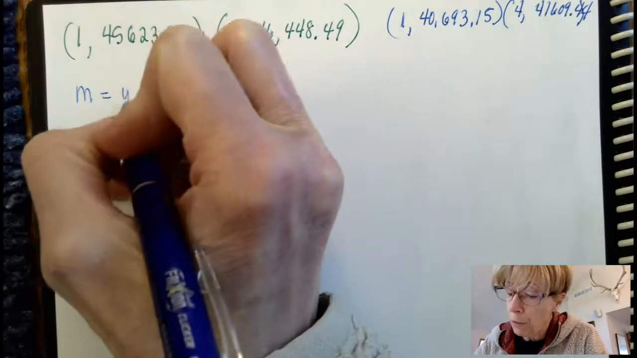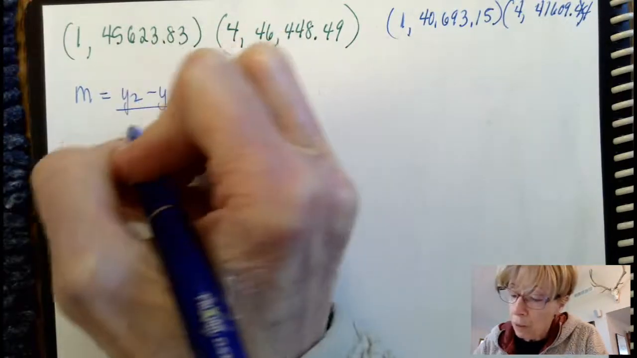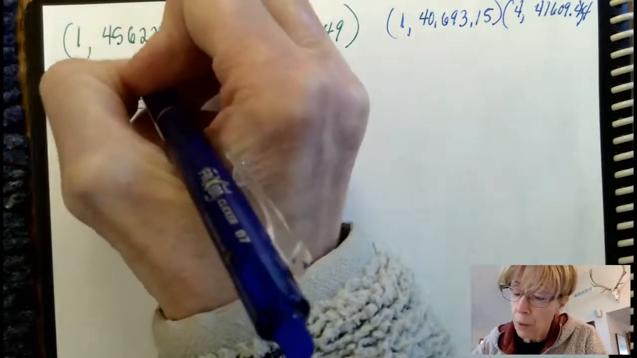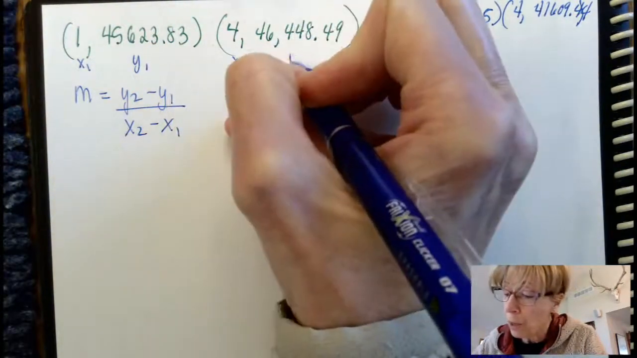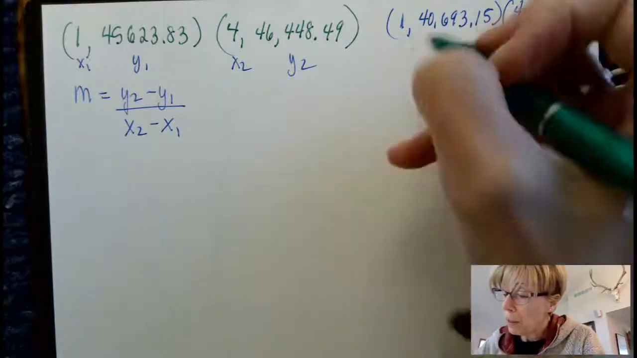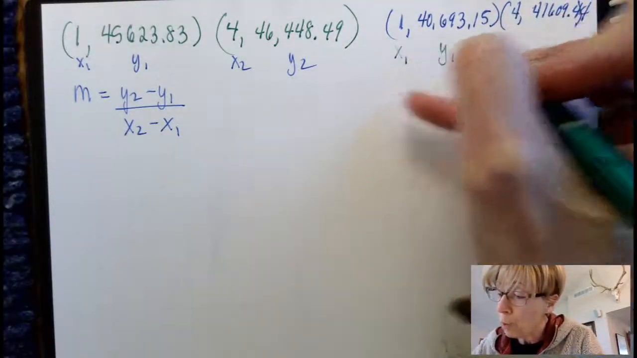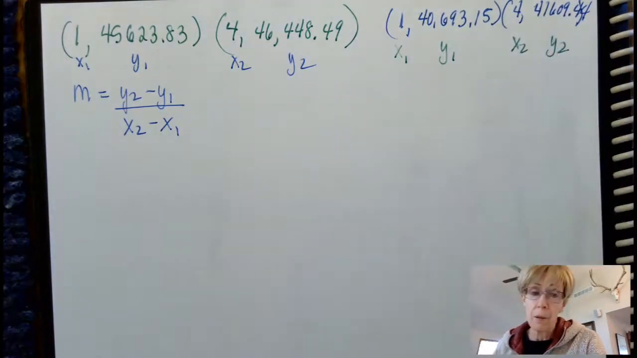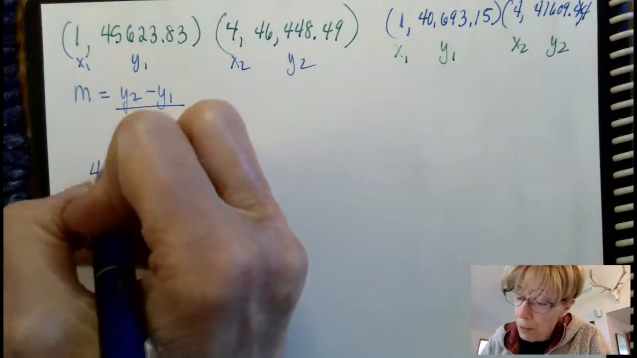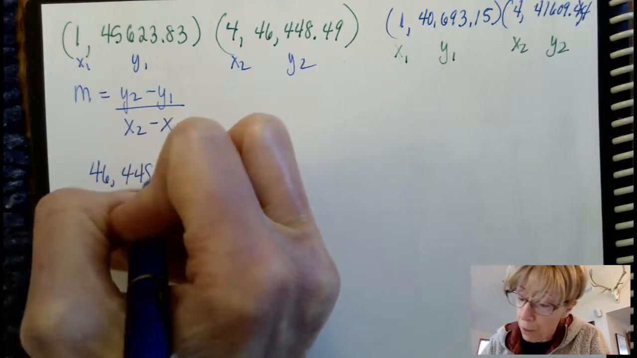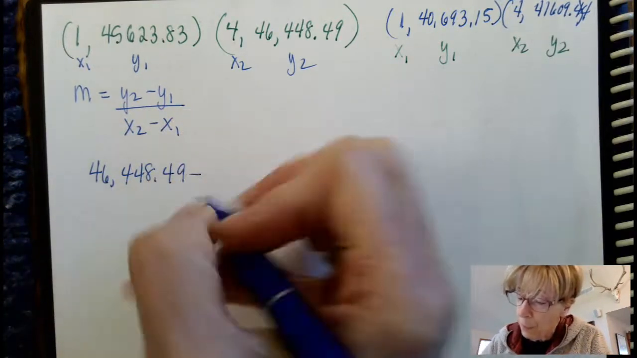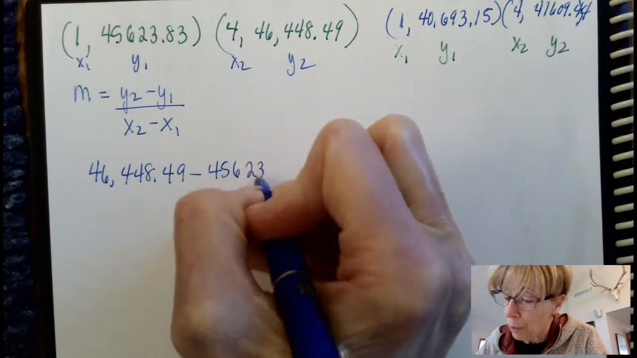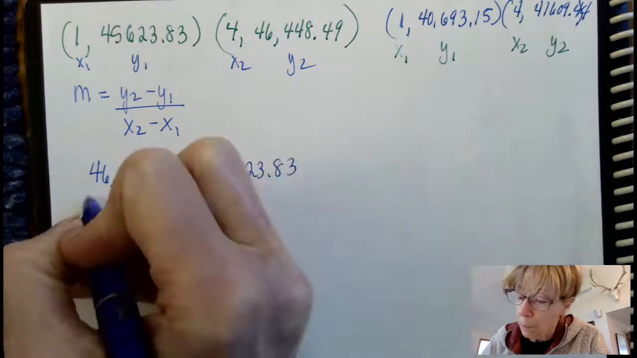So 46,448.49 minus 45,623 divided by 4 minus 1. That's one of our calculations. Our other calculation here is going to be 41,609.44 minus 1,693.15 over 4 minus 1.